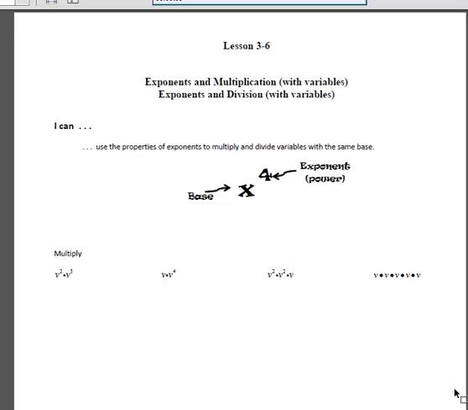Hello, welcome to the video notes for lesson 3-6. This lesson begins on page 29 in your notes packet. The title: Exponents and Multiplication with Variables and Exponents and Division with Variables.